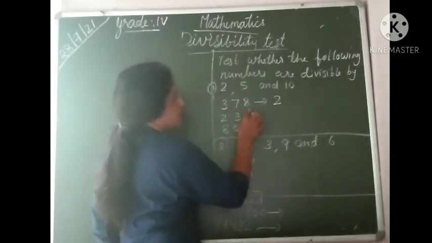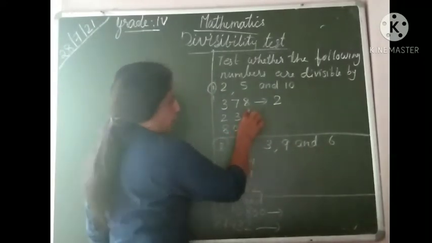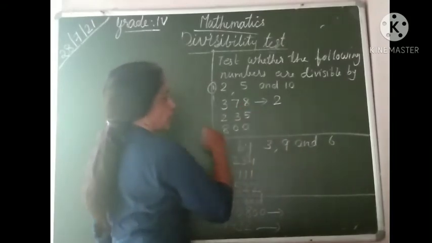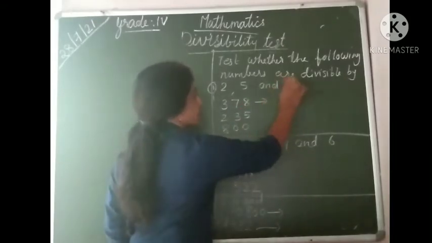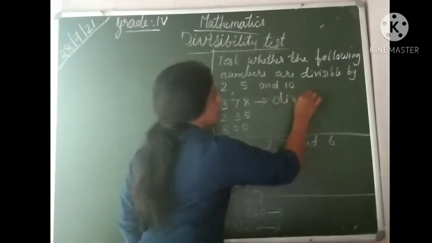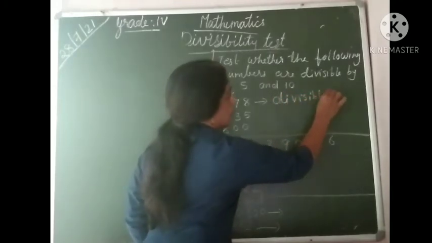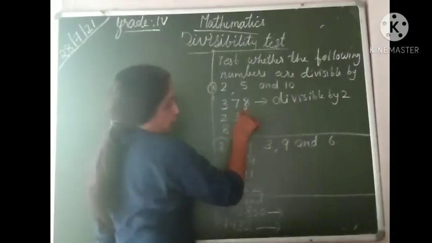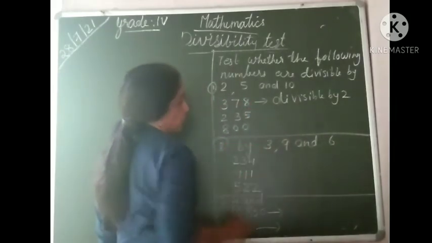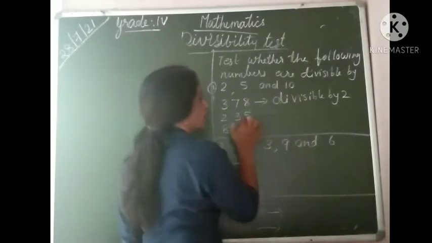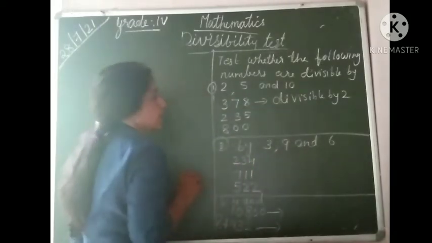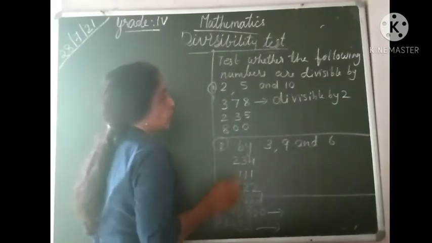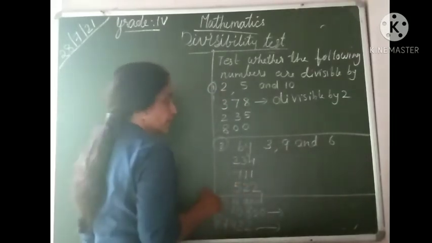Then is this number divisible by 5? No. What is the condition? If the numbers are 0 or 5, it is divisible. That is divisible by 2. Then by 5, no, because ones place number is not 0 or 5. What about 10? Ones place number is not 0. Therefore, this number is divisible by only 2, not by 5 and 10.